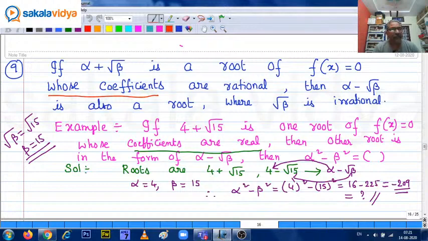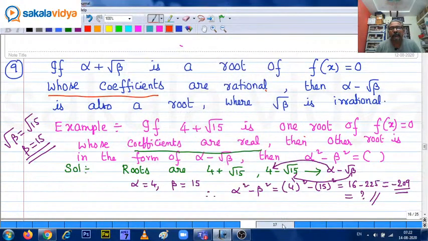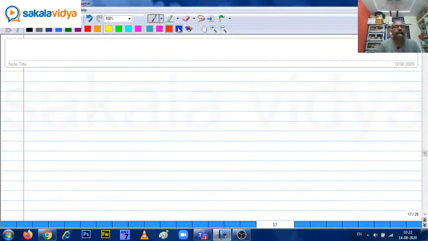Okay, in the last session, theory of equations, we have discussed up to 9 points. Today, we shall discuss some more points and we shall start the exercise. Okay, welcome all. Right, let us move to the next, the 10th one.